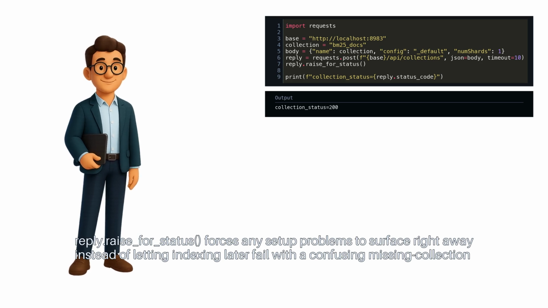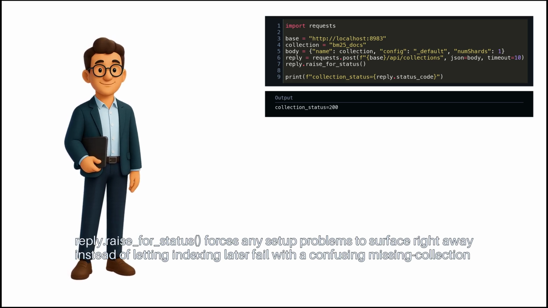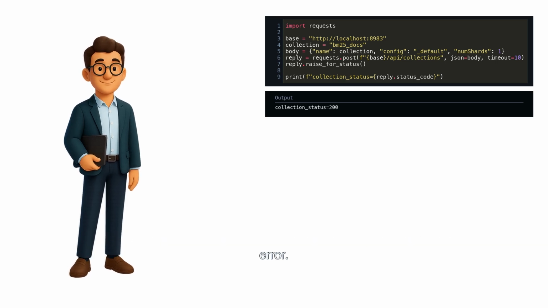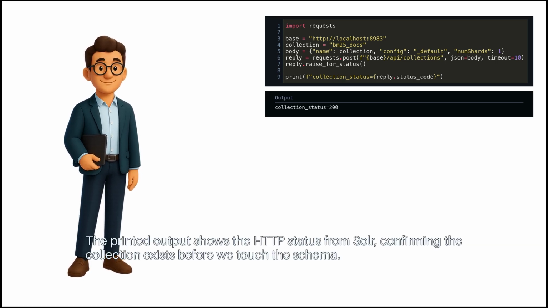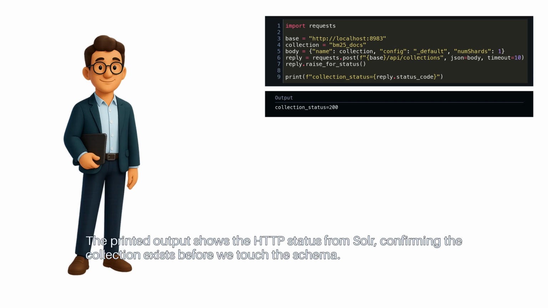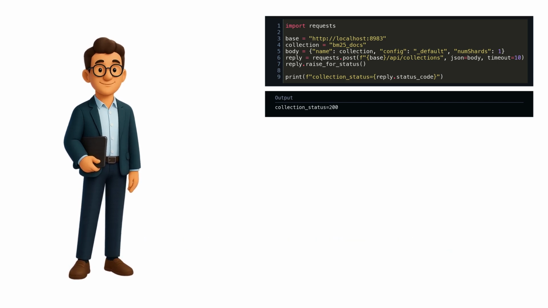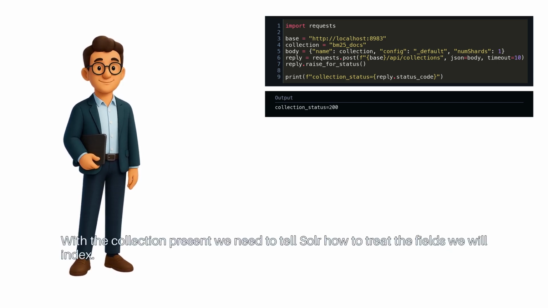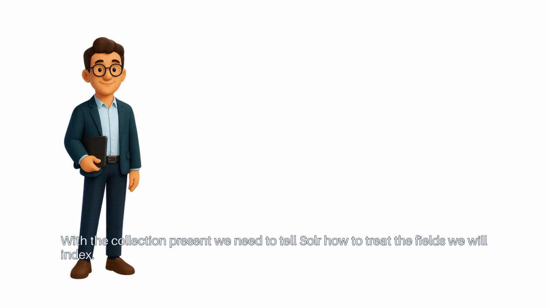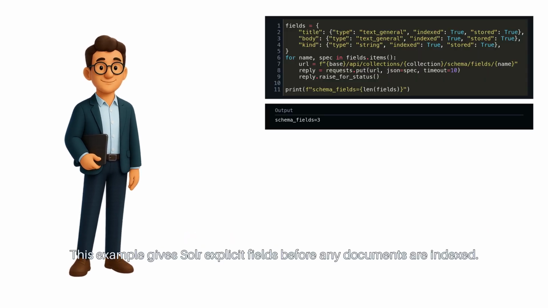Response.raise_for_status forces any setup problems to surface right away, instead of letting indexing later fail with a confusing missing collection error. The printed output shows the HTTP status from Solr, confirming the collection exists before we touch the schema. With the collection present, we need to tell Solr how to treat the fields we will index. This example gives Solr explicit fields before any documents are indexed.